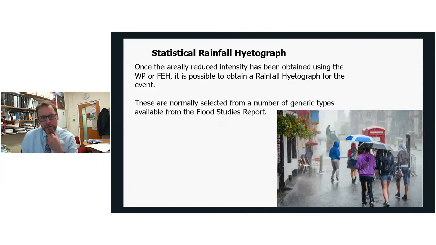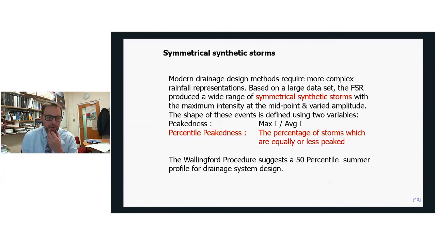So once the area reduced intensity has been obtained, we can use standard storm profiles to generate hyetographs. And these profile shapes are normally defined based on what's called peakedness. So that's the percentage of storms which are equally or less peaked. And for summer rainfall events, for the Wallingford procedure, we usually look at the 50% summer profile.